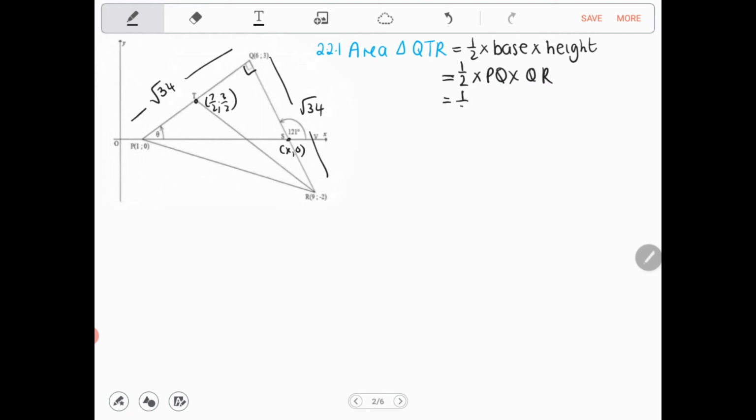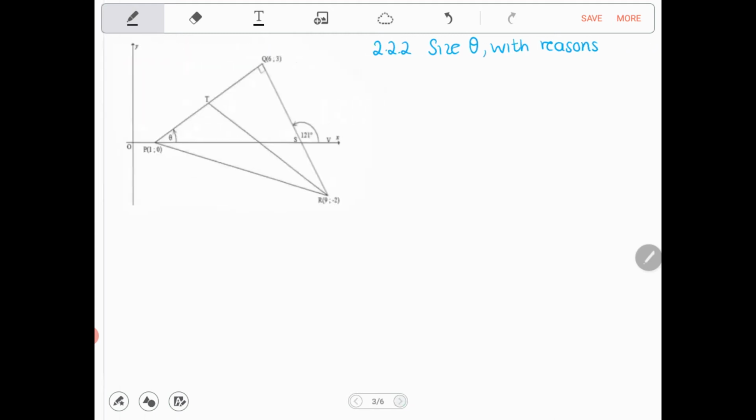Now, if I hadn't read about PQ and QR being equal, I would have had to do extra calculations and work out the length of RQ, but I don't have to because they told me those were equal, so they're both root 34. So that's going to be root 34 times root 34 is 34, divided by 2 gives me 17 units squared. So that was quick and easy. All right. Next question then.